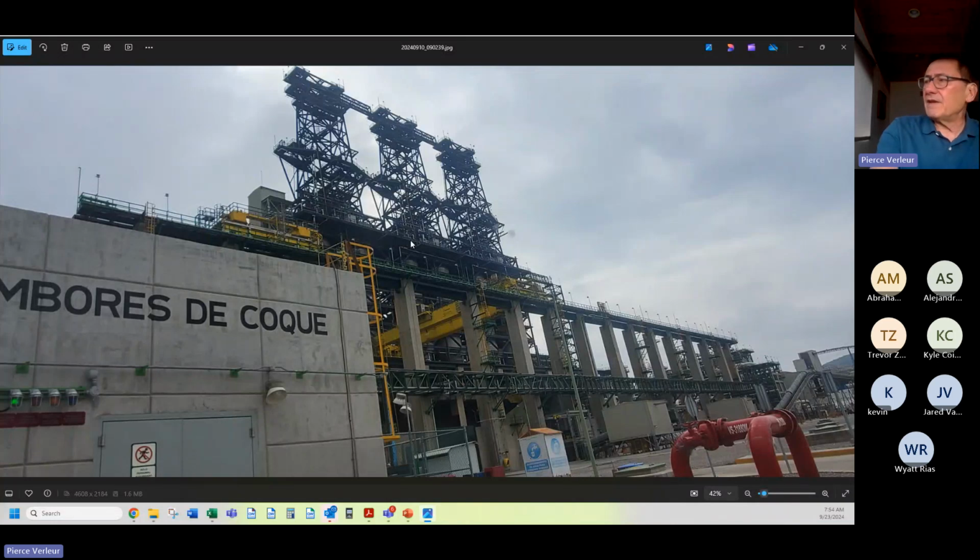It drops onto this giant conveyor. There's the end of the conveyor, and it takes it away to the trains. In some decoking facilities I've been in, they drop the coke right into the cars of the train.